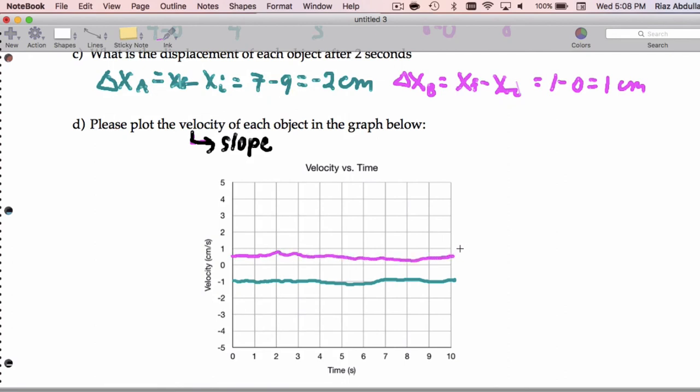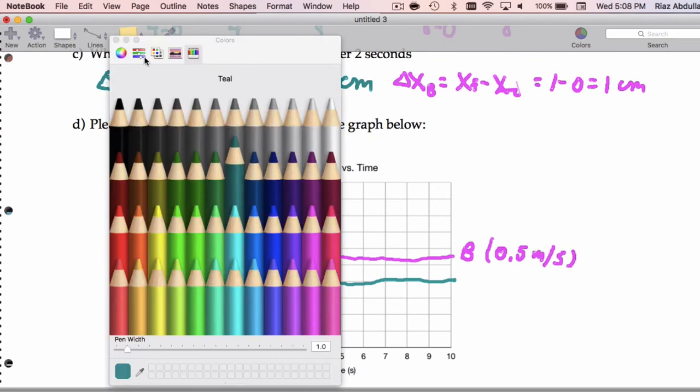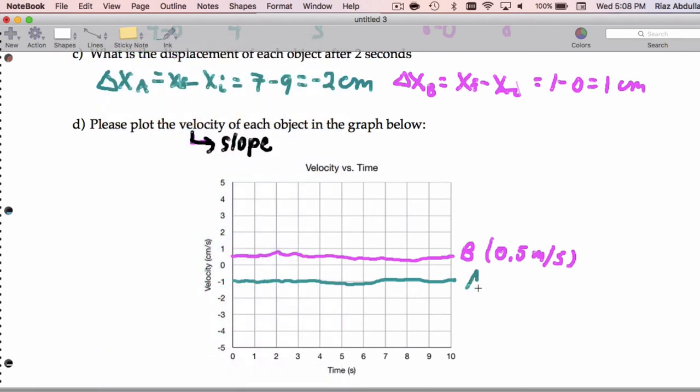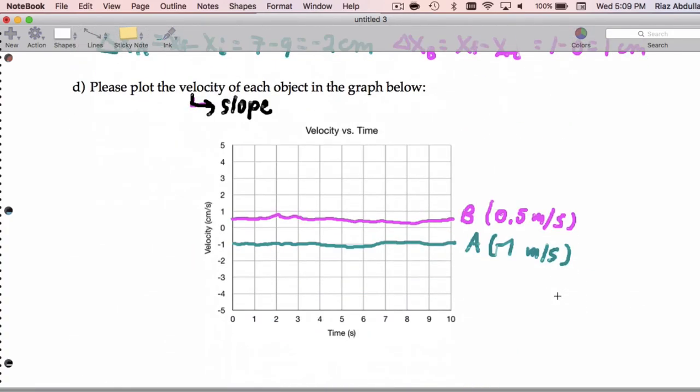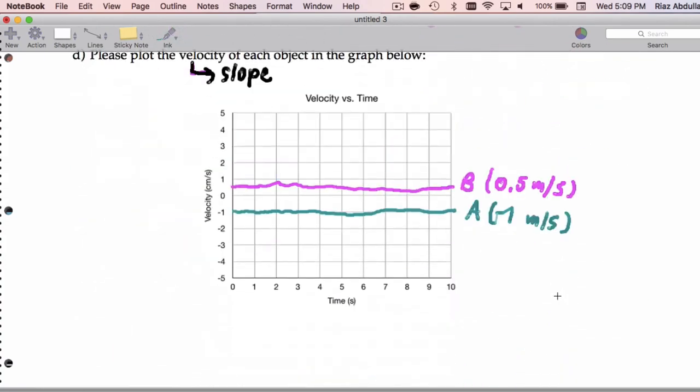So that's object B, 0.5 centimeters per second. And again, object A is at negative 1 centimeters per second. So there we go. All right, so that's problem number 1. And in the next video, we'll take a look at problem number 2.